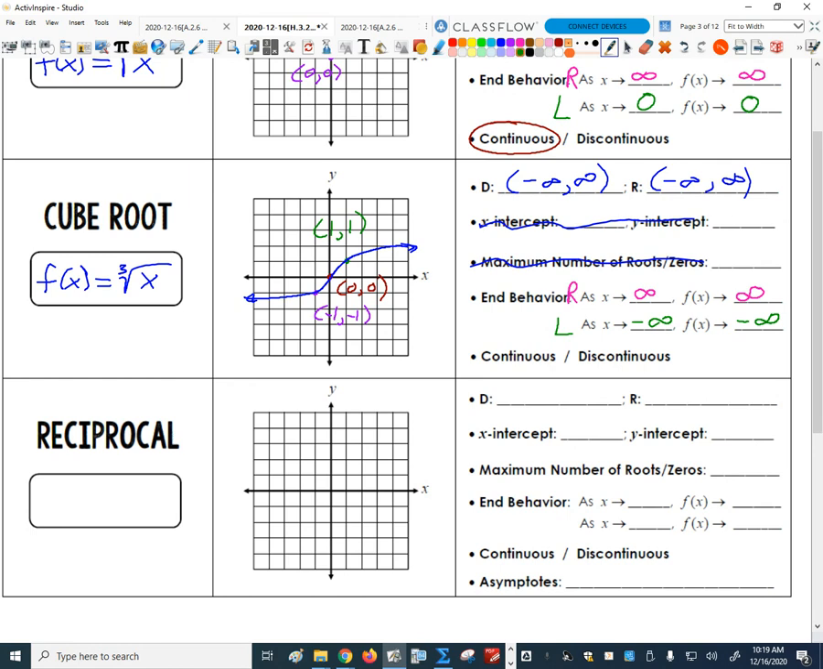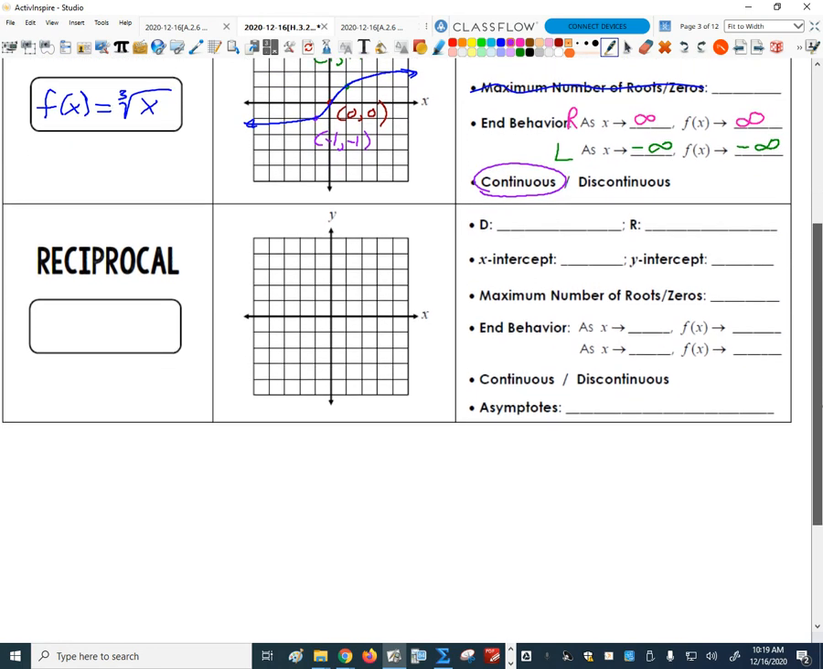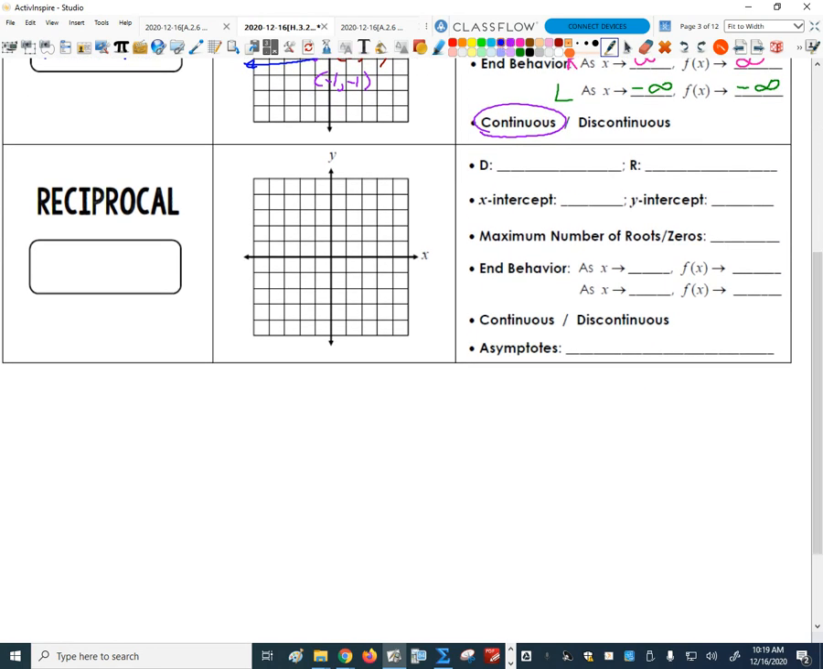Continuous or discontinuous, Maria? Continuous. Continuous, yes. Okay, a reciprocal function. The reciprocal function is this one: f of x equals 1 over x. Now what about its points? Its key points are at 0, 0, at 1, 1, and -1, -1.